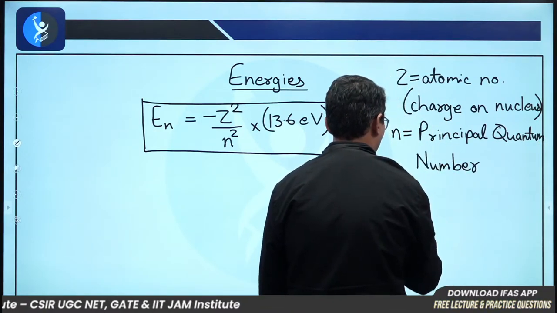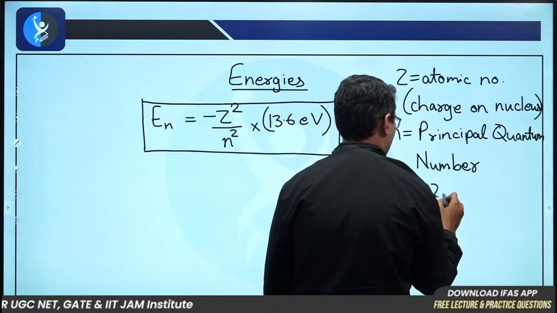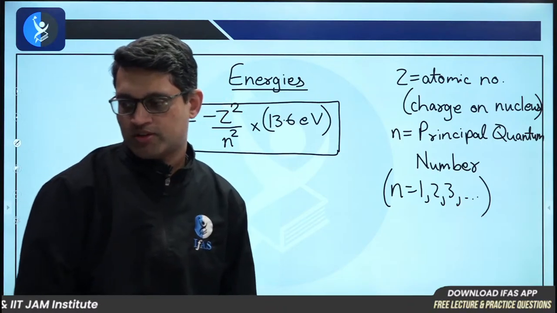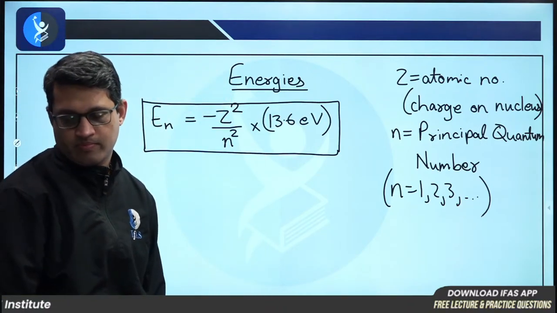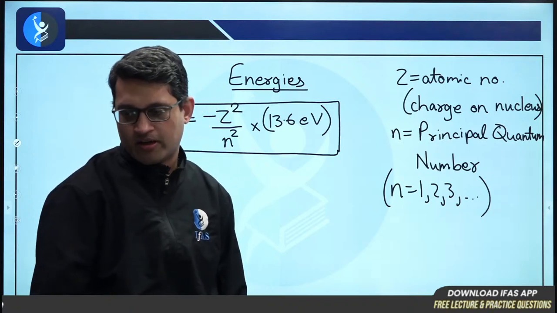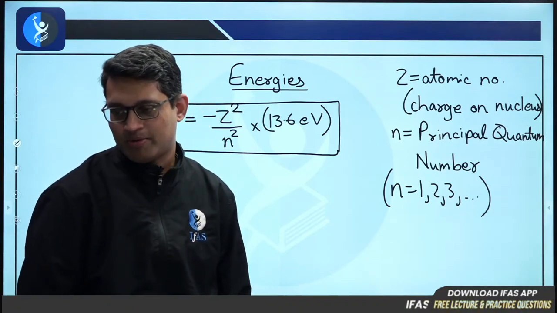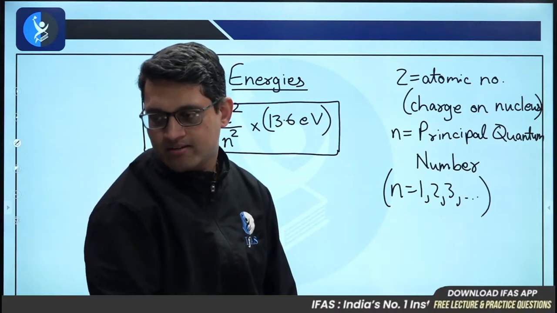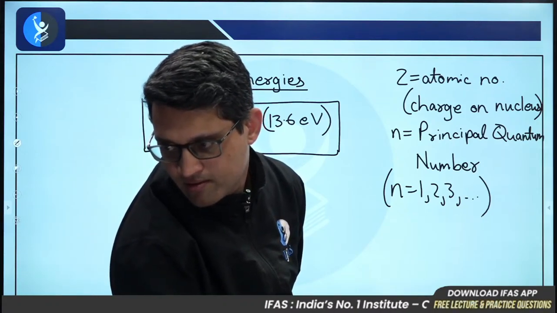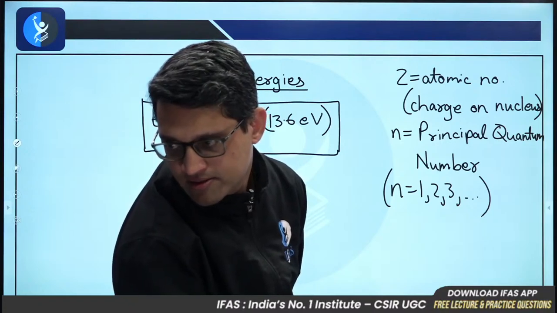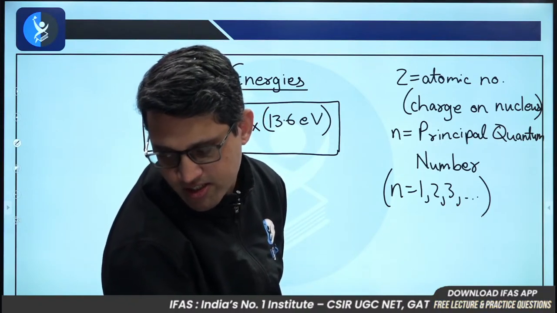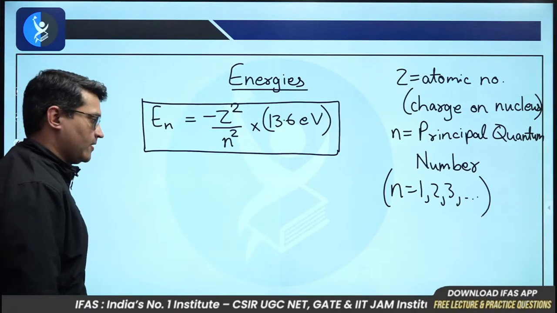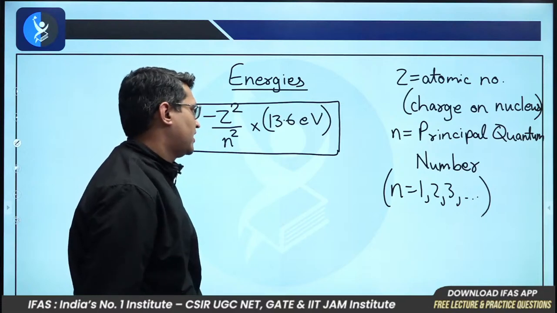And what values does n take? n is equal to 1, 2, 3 and so on. Principal quantum number, PQN. Very good, Honey. Absolutely correct. I hope Malik, Rutuja, Arvind, GS Yadav, Sheshram, all of you have understood this principal quantum number. Great. So n is equal to 1, 2, 3 and so on and so forth.